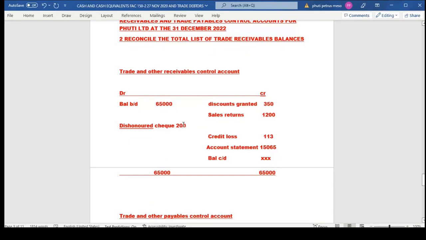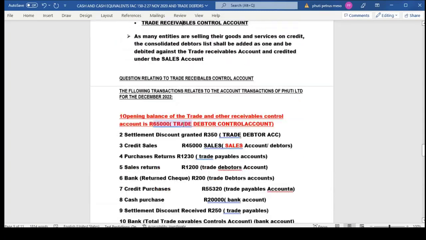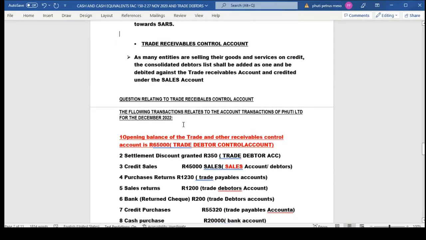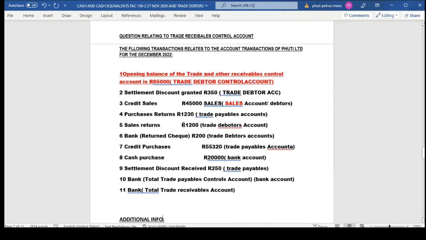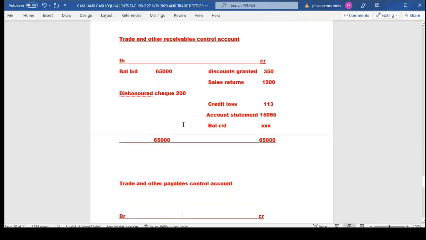So initially I was correct. We're looking for the discount, which is 350. Look at it. Okay, so that's going to reduce the balance brought down of 65,000 by 350. Do you all get that? The discount?